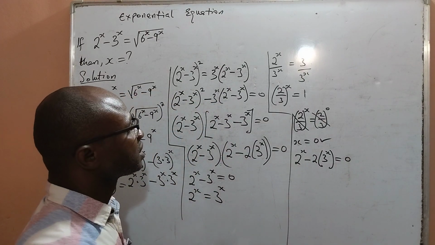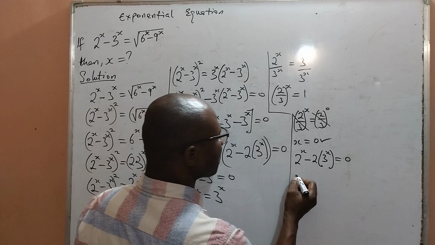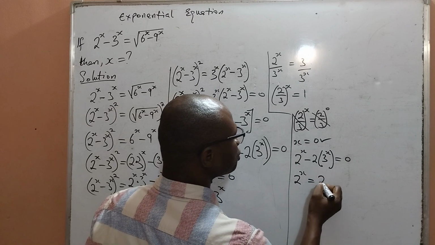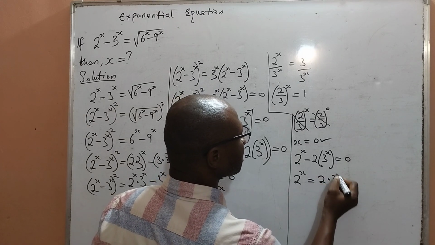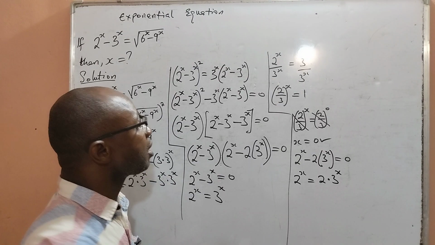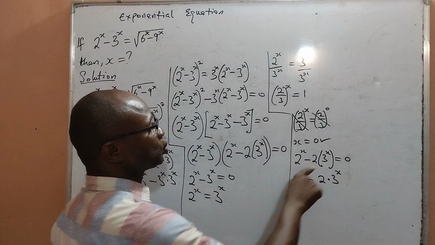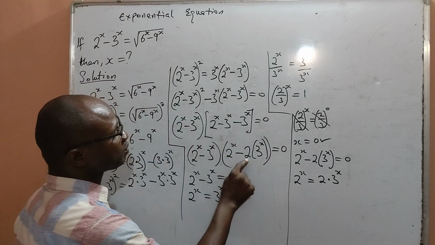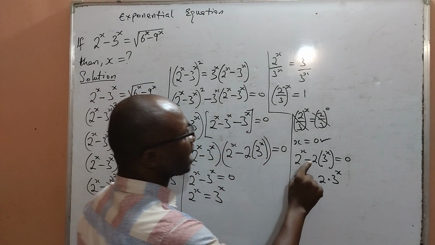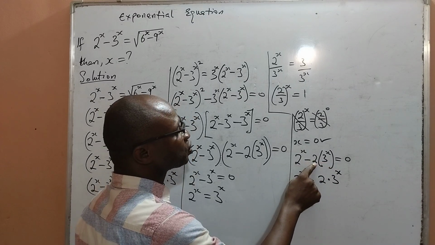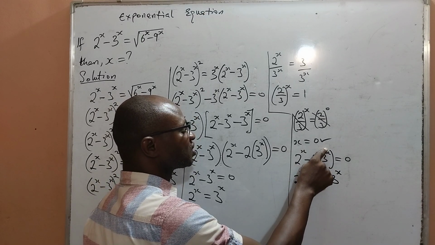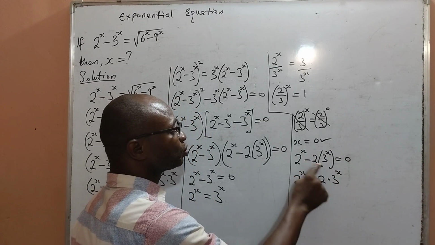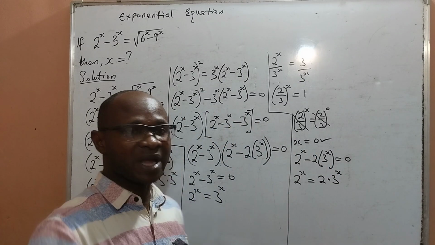It's equal to 0. So this means that I can now write it as 2 raised to power x is equal to 2 into 3 raised to power x. That is the way it should be, because minus 2 is multiplying 3 raised to power x, being outside the bracket implies that it is multiplying it. Therefore, I can now have it written: this is minus 2 into 3 raised to power x. Now, moving it to the right hand side, the negative sign disappears. It becomes 2 into 3 raised to power x. That is what I have now.